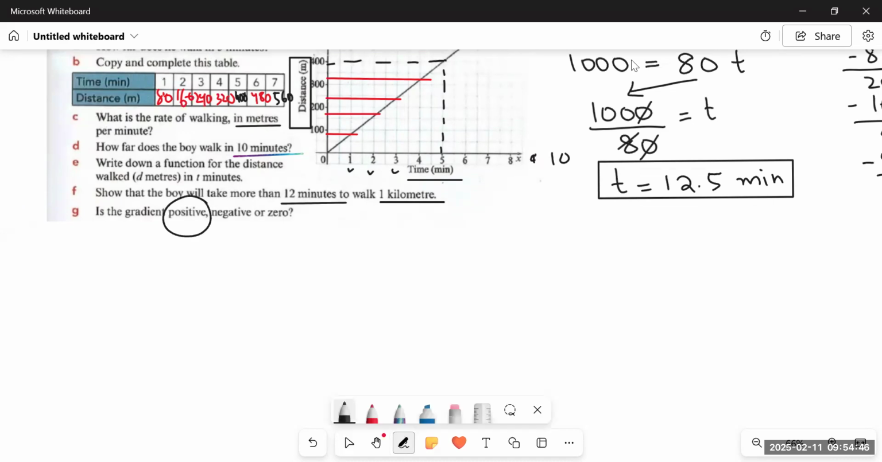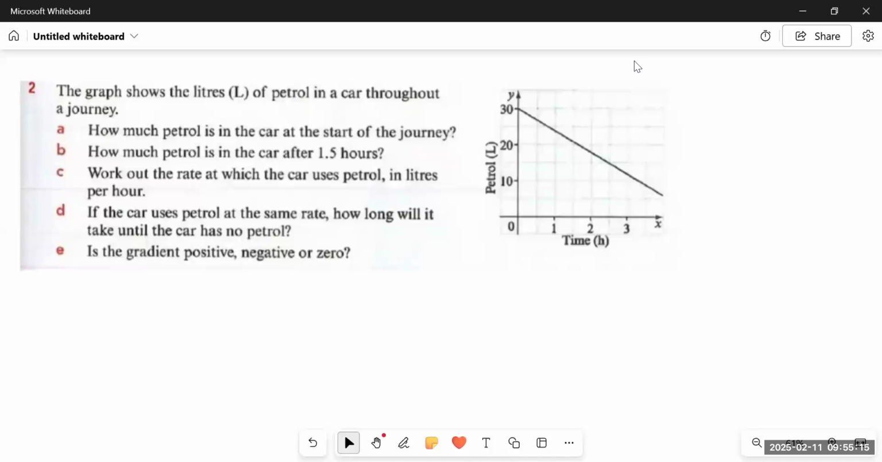Okay, students. Let's do question number 2. It's the same question in this graph. The liters of petrol in a car throughout a journey are given. As you can see, time is given on the x-axis, petrol in liters is given on the y-axis. So let us first recall the formulas. Rate equals quantity upon time. So in this case, quantity is petrol. So rate equals petrol upon time, that is, how much liter is required in how much time.